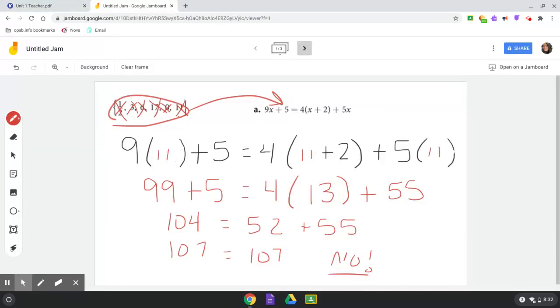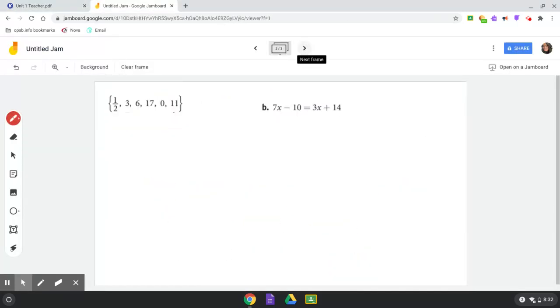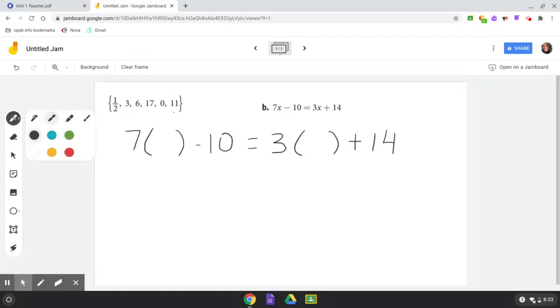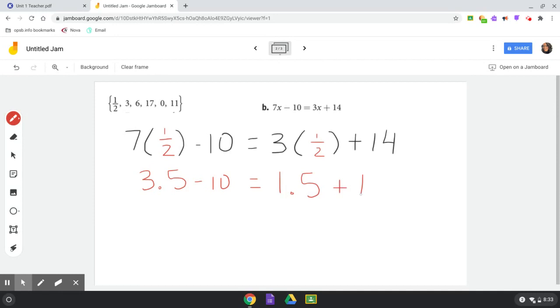Okay, so let's go to B. So B is a little bit smaller. Okay, so let me rewrite this. 7 times x minus 10 equals 3 times x plus 14. All right, so we're going to do those same steps. 7 times 1/2, 3 times 1/2. Substitute in the value of 1/2 where x is. 7 times 1/2 is 3.5 minus 10 equals 3 times 1/2 is 1.5 plus 14.